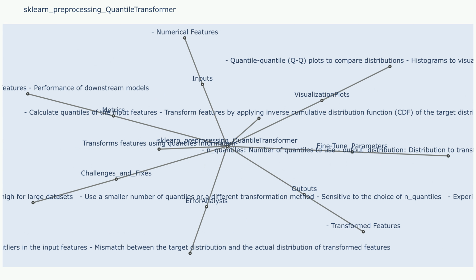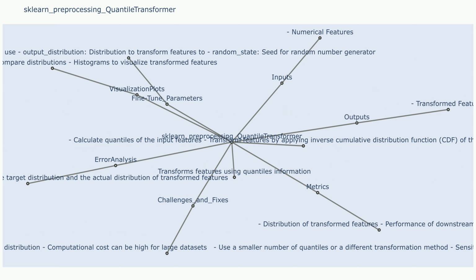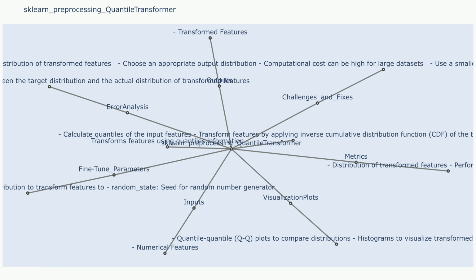Steps. Calculate the quantiles for the input data. The quantile transformer first computes the quantiles for each feature in the input data. Map quantiles to target distribution. The calculated quantiles are then mapped to the quantiles of the target distribution, either uniform or Gaussian. Transform the input data based on the mapped quantiles. The original data points are transformed to the desired distribution. Metrics. Quantile scores.